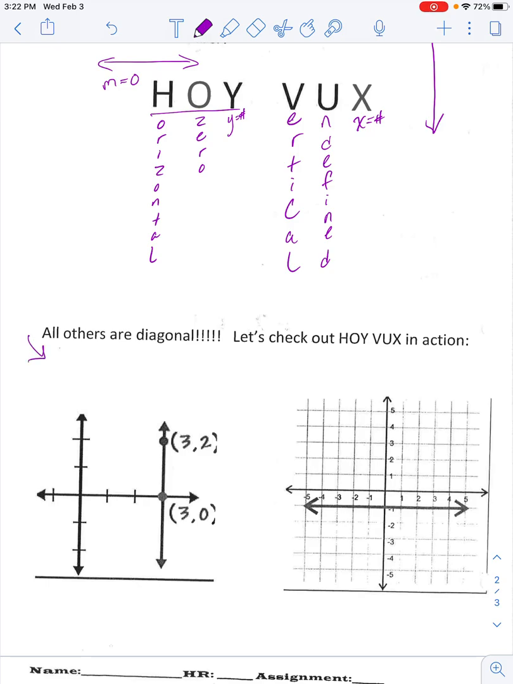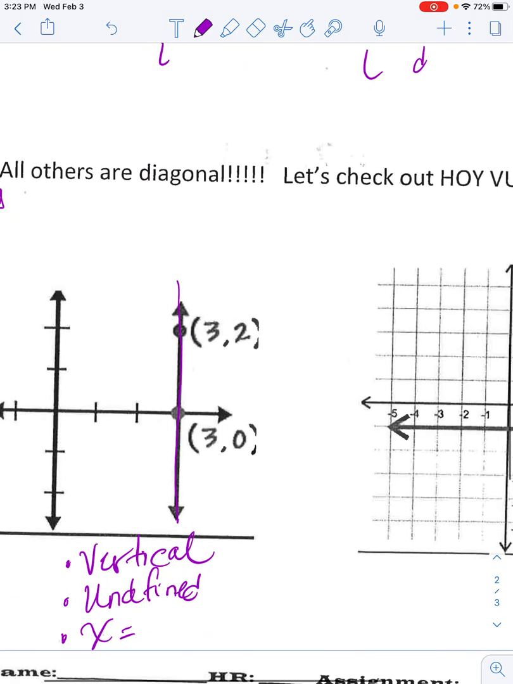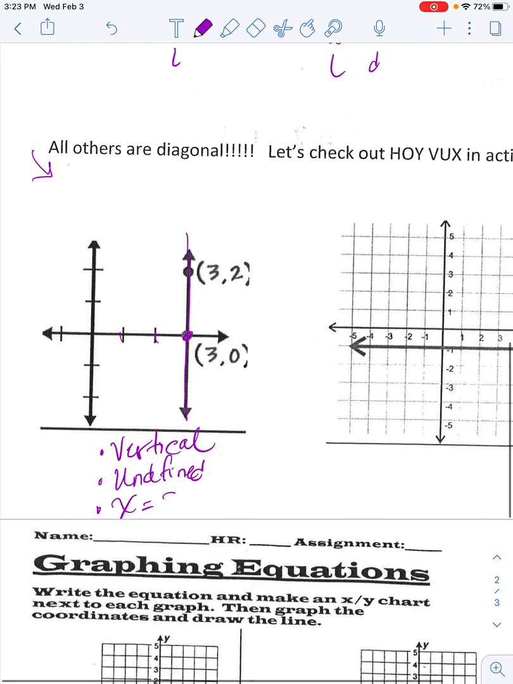Let's look at this one down here. This is a vertical line, right? So it's vertical. That means it is undefined. And the x is at 1, 2, 3. Okay, it crosses at (3, 0) and (3, positive 2).